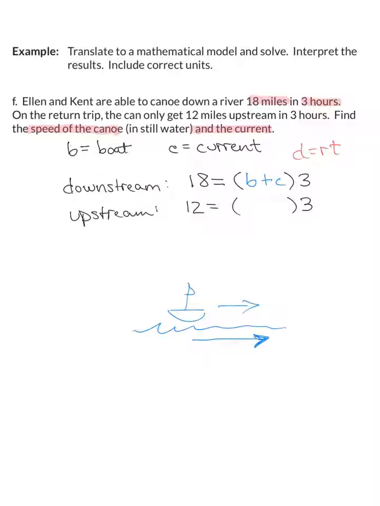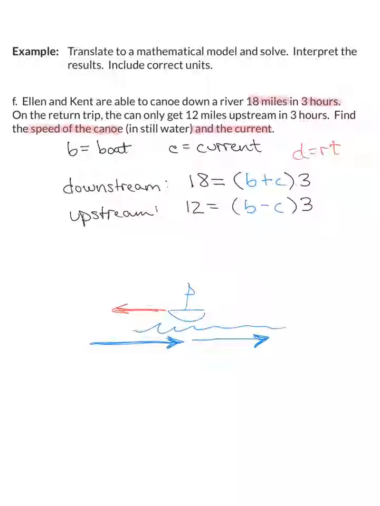On the other hand, if we are going upstream, then we are going against the current. If we're going this way and our river is going this way, we're actually going to be traveling slower. And so what our rate is going to be is basically we have the rate of our boat, but the current is pushing us further back. And so our rate is going to be B minus C.